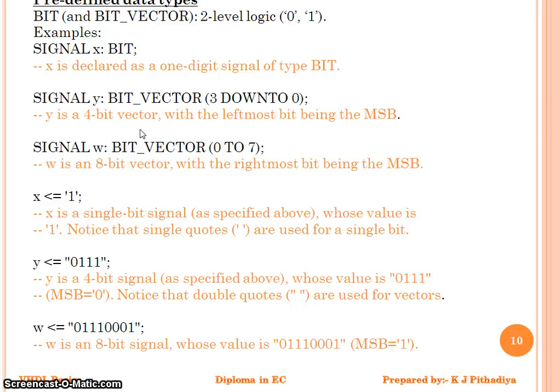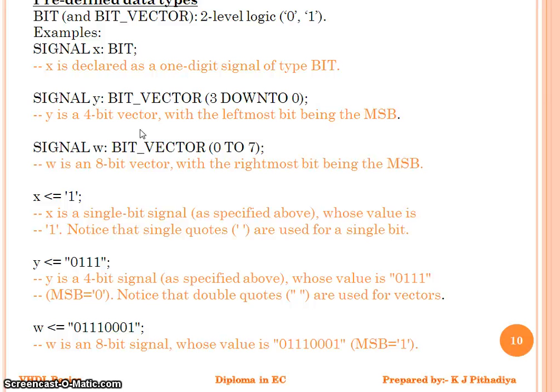Okay, a 4-bit vector with the leftmost bit being the MSB. If we are writing 0 to 3, then the rightmost bit would be the MSB. Here we are writing 3 down to 0. That means the leftmost bit is the MSB. That is one of the very important things that we have to take into consideration.